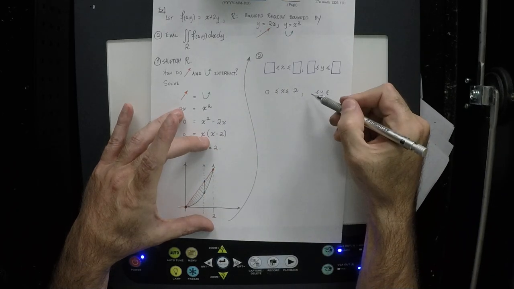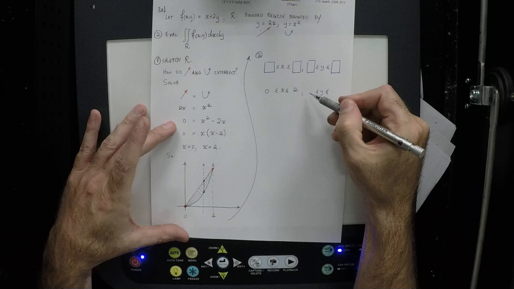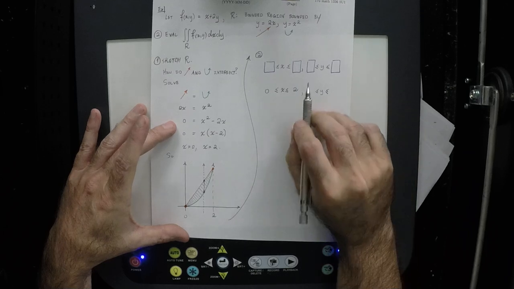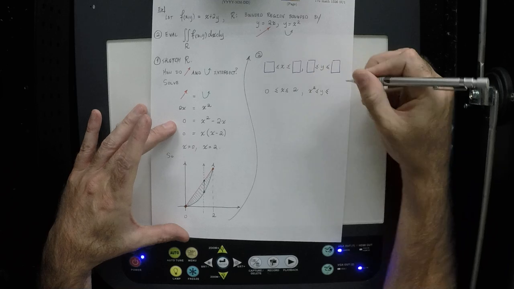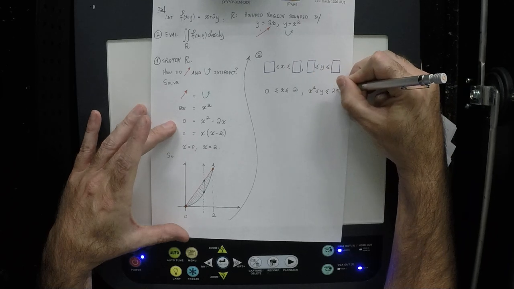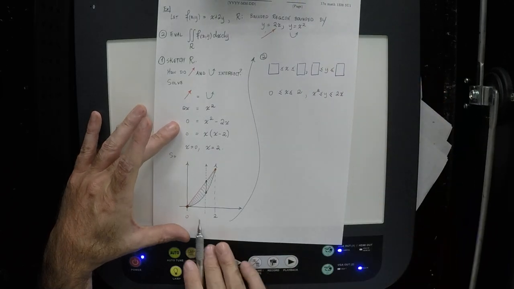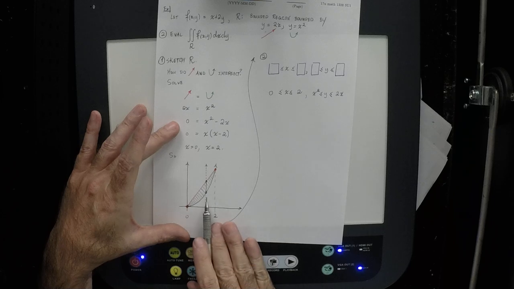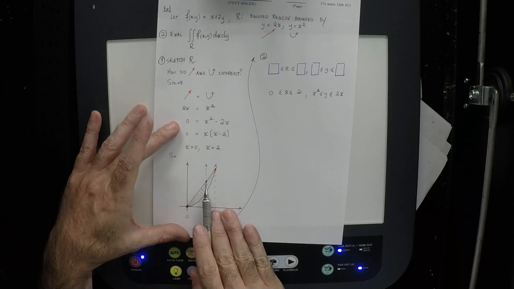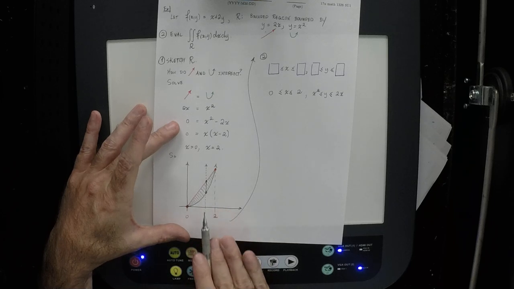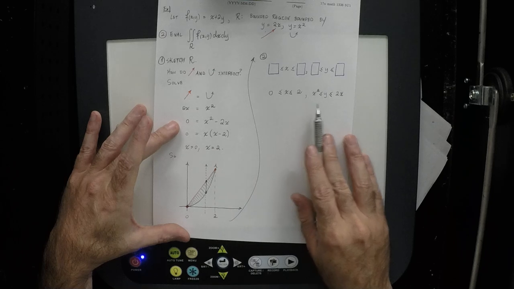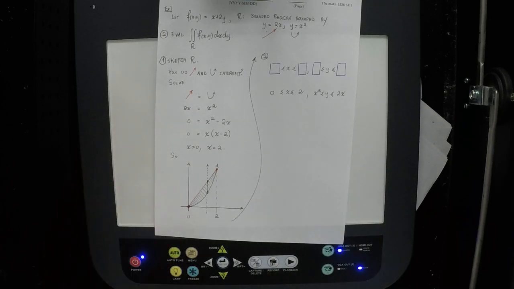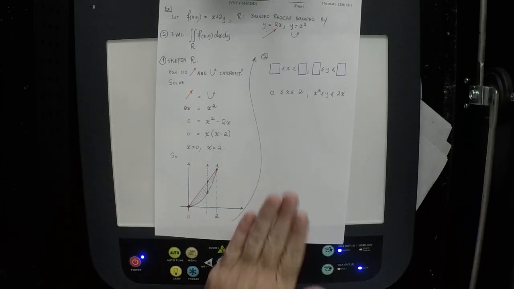So what goes right here? X squared. And then 2x. Which is to say, from the parabola to the line, going up. From the parabola to the line. Parabola, line. Okay, any question about this?